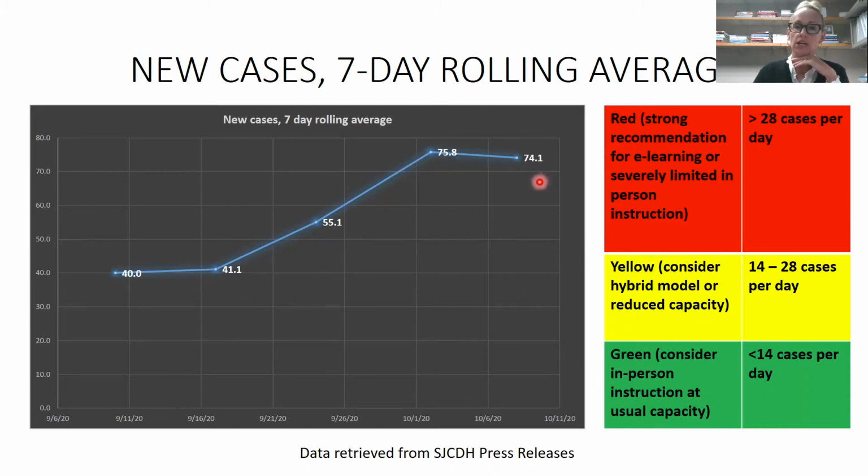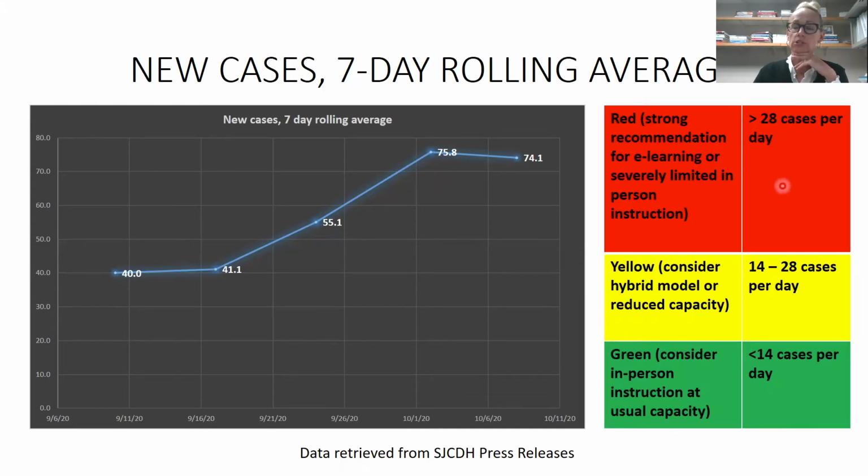The chart here to the right that has the stoplight colors was developed by the St. Joe County Department of Health to help educational leaders make decisions about face-to-face instruction in their buildings. To interpret the numbers in this chart, we go over to this table to interpret what those cases mean for our decision makers who are in the schools.